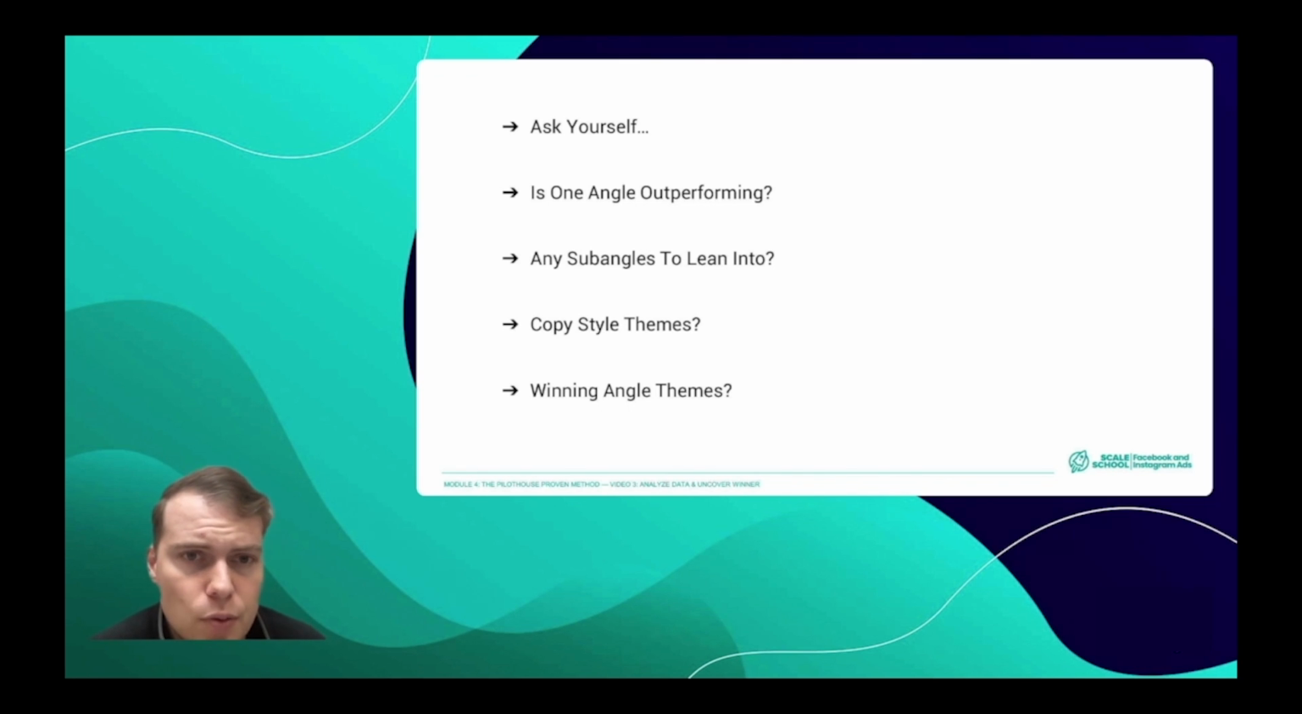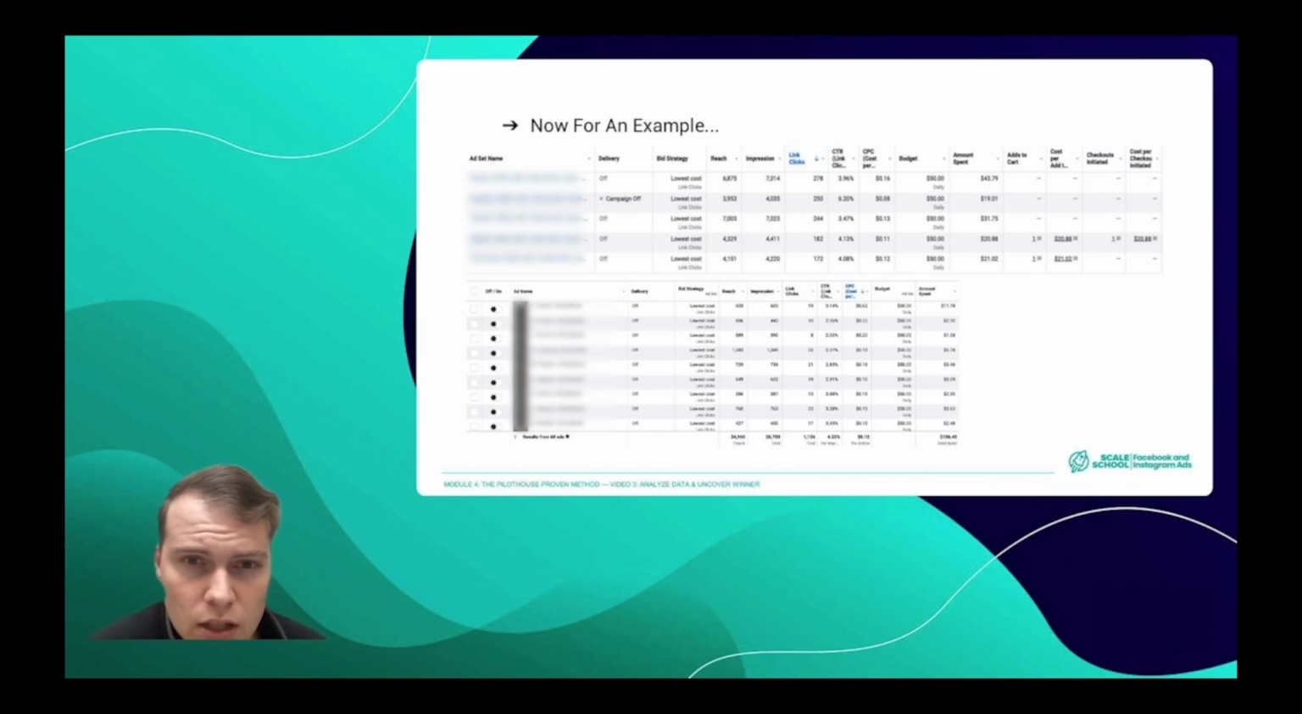So you want to ask yourself questions like, is one angle outperforming another? Are any sub-angles there to lean into? What kind of copy style themes are there? Are there winning angle themes? And ultimately you want to look at an example and see where you can go with it.